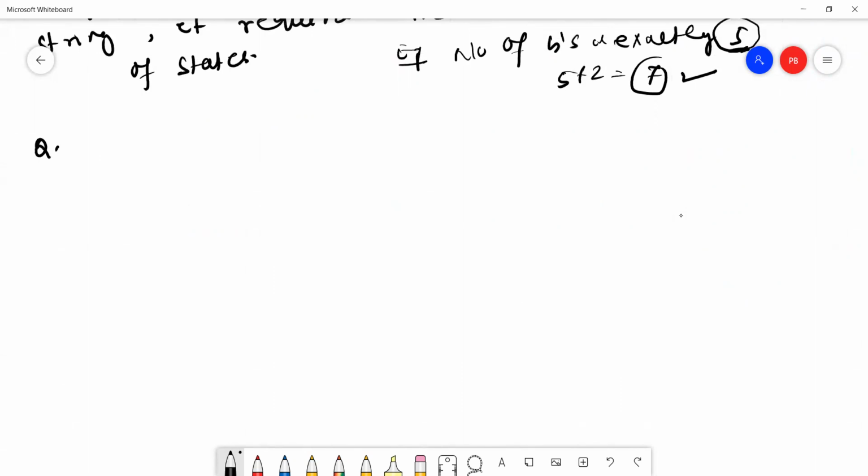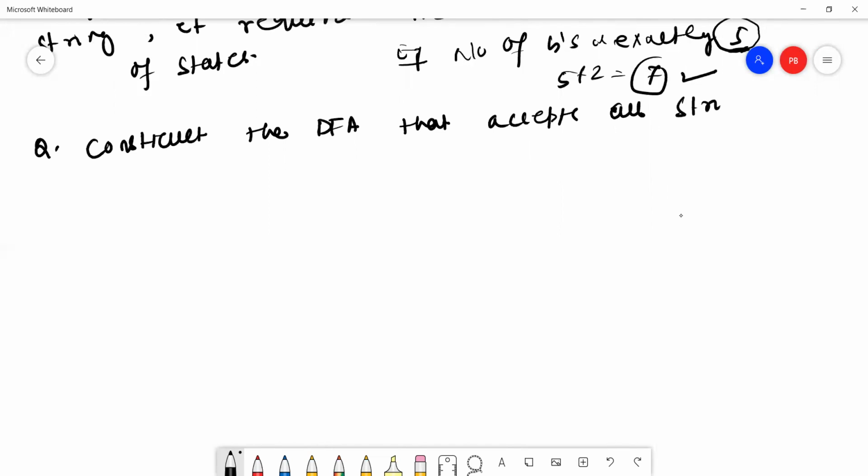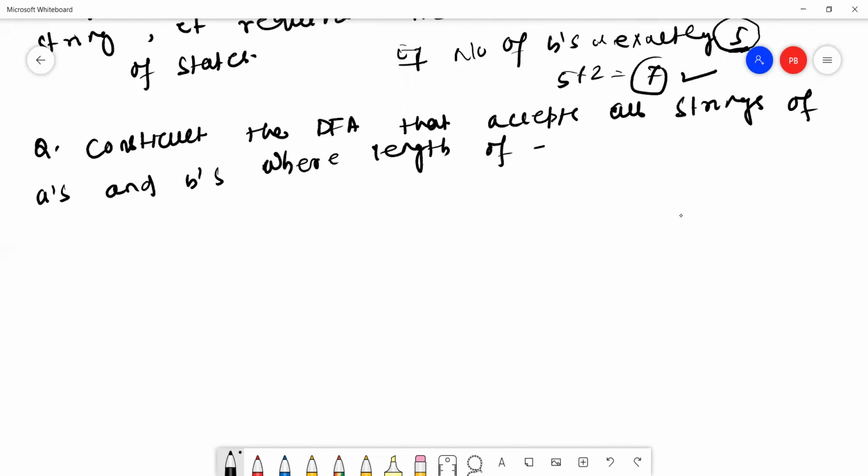Next question. Construct the DFA that accepts all strings of A's and B's where the length of each string is at least 3.